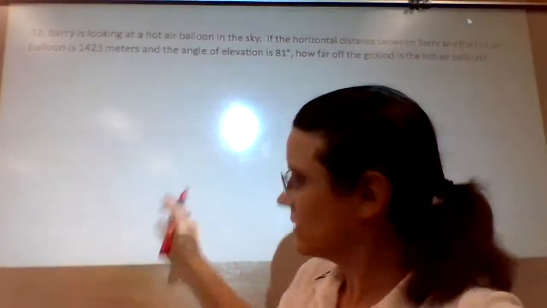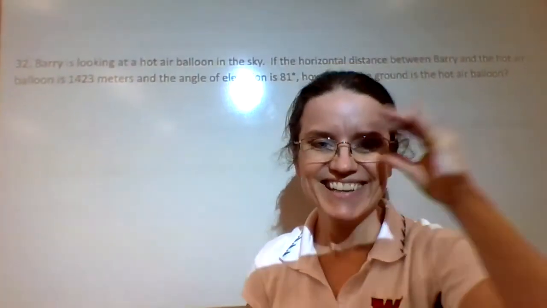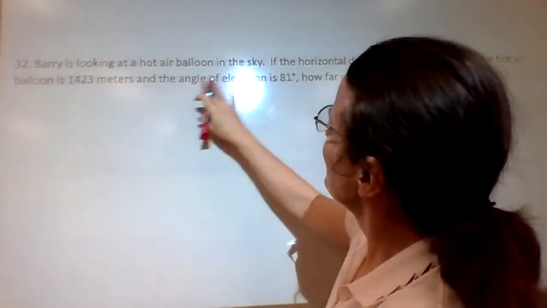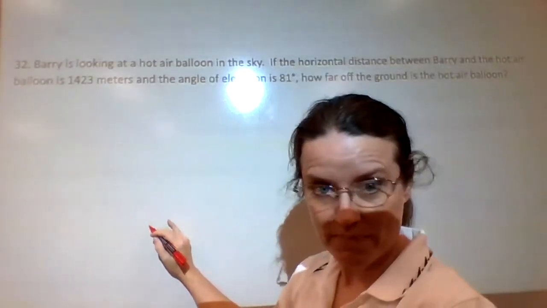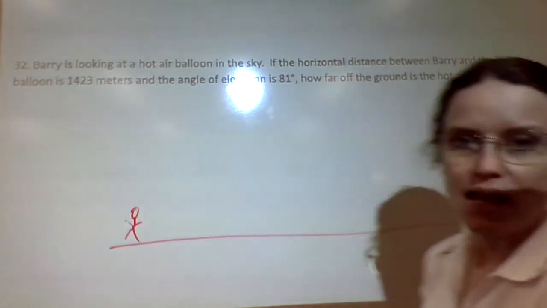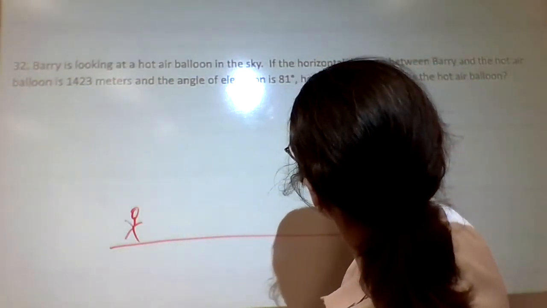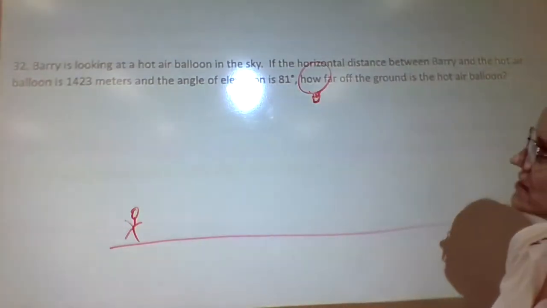So if, there, hold on. There, now I can reach it. There we go. So Barry's looking at a hot air balloon. So let's draw Barry. We got Barry. He's here on the ground. And there's a hot air balloon up in the sky. So here it is. There's a hot air balloon in the sky, and he's looking at it.